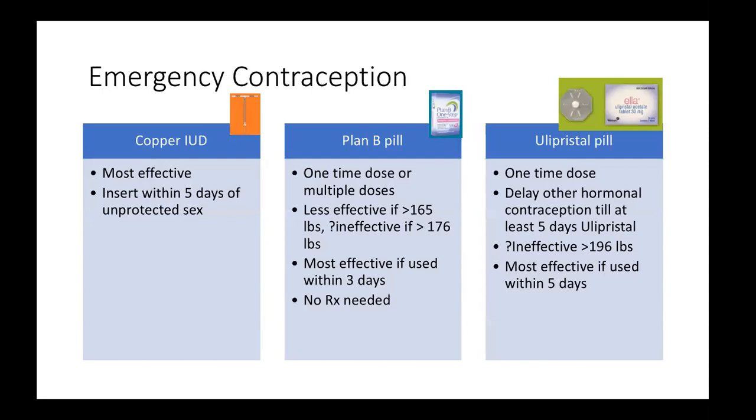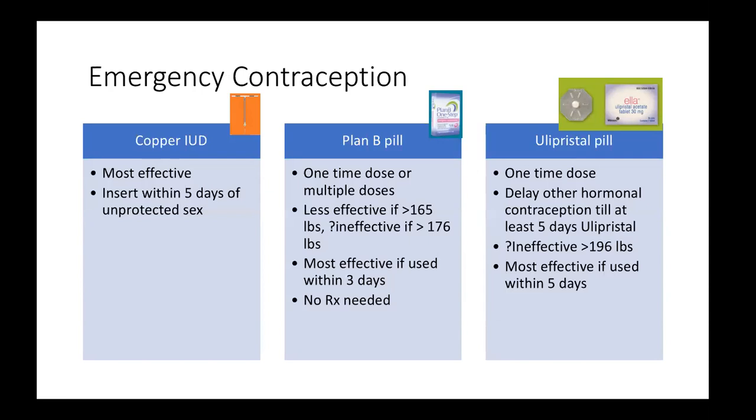And then just quickly to talk about emergency contraception. So there's three main types. And this is for use if a patient has had unprotected sex and just wants to try to prevent pregnancy after that.